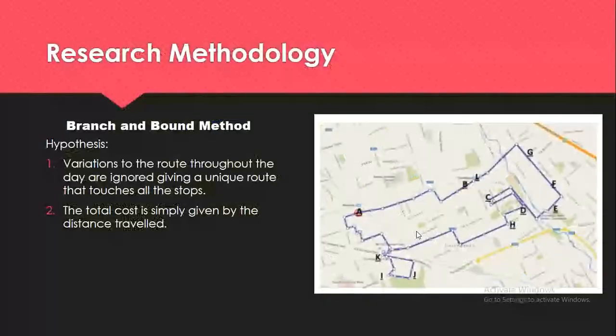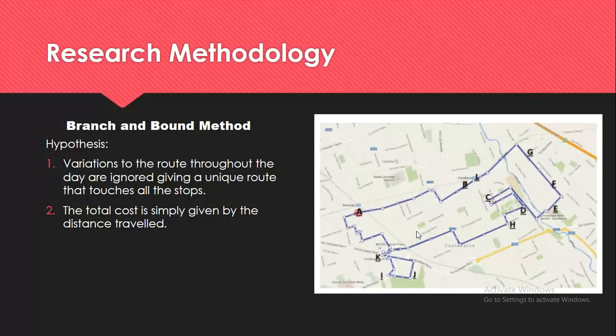So for the research methodology of this paper, the author also implements the branch and bound method, where the author has two hypotheses stated in the paper: the variation to the route throughout the day is ignored, giving a unique route that touches all the stops, and the total cost is simply given by the distance traveled. So these are the two hypotheses of the author in order to implement the branch and bound method.